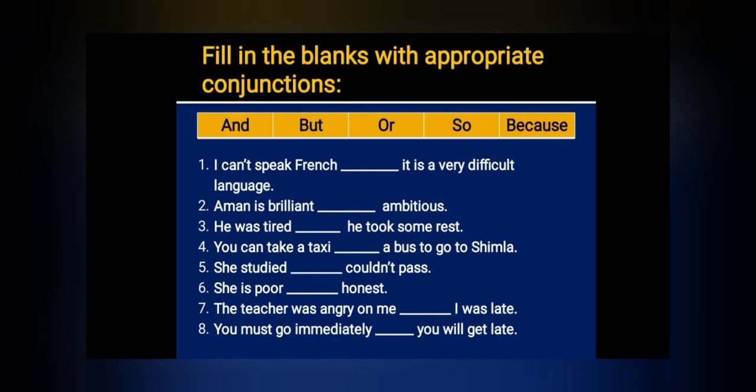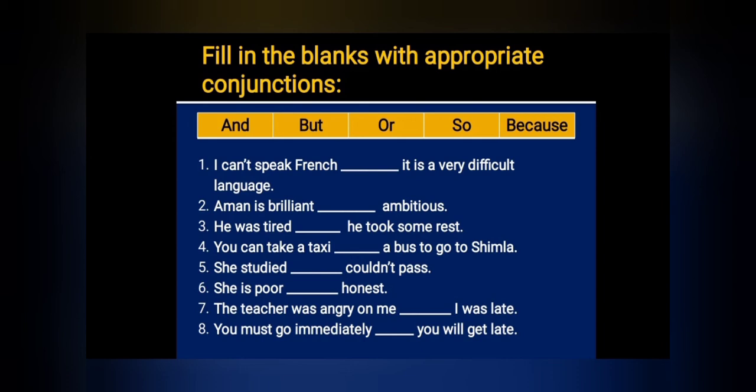First blank here is, I can't speak French, blank. It is a very difficult language. Second blank is, Aman is brilliant, blank, ambitious. Third is, he was tired dash he took some rest.